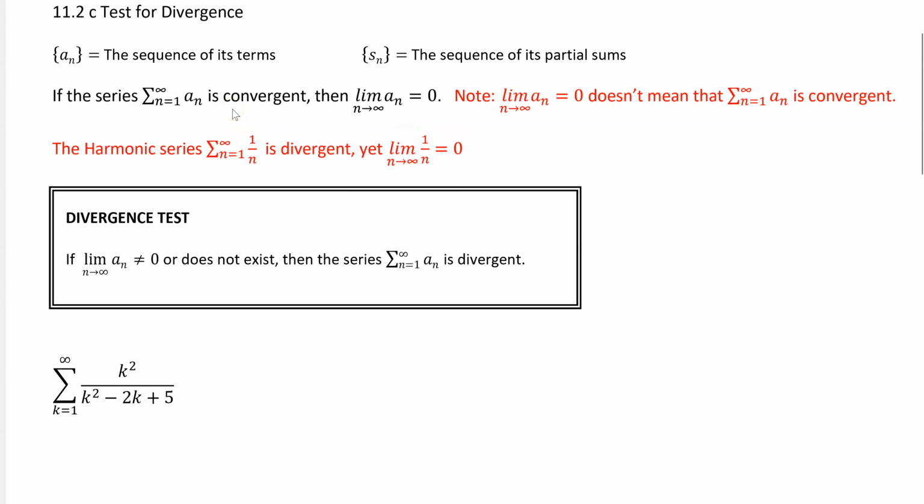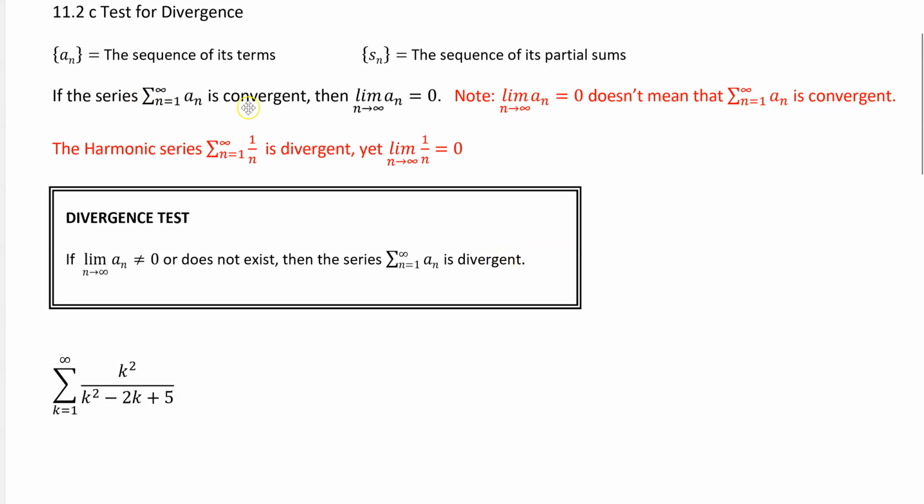Right, so this is our test for divergence. It's a nice little trick, and what it basically says is if we take our sequence of terms, that's the inner part here, not the series, right? So we're taking just that little sequence, that little inner part, that k squared over here. If we can show that that does not equal 0 or does not exist, then we say that the series is divergent. And it comes from this.